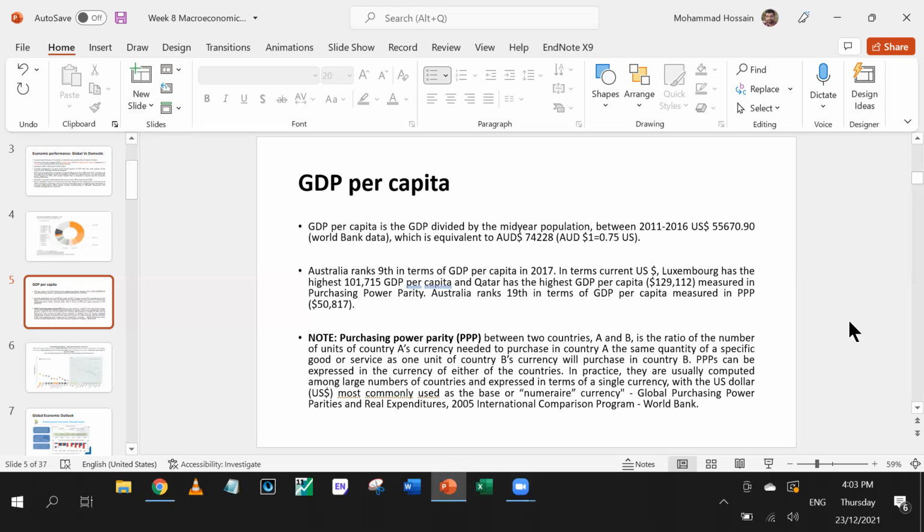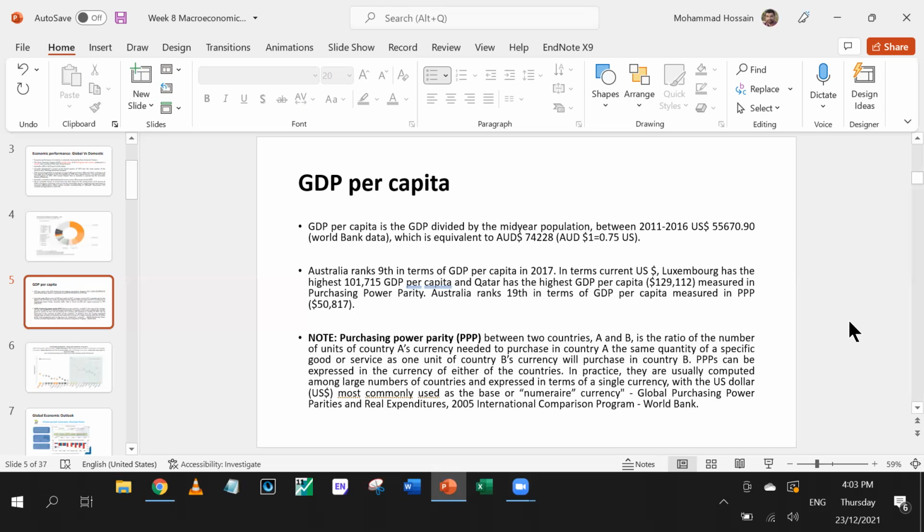Australia ranks 9th in terms of GDP per capita in 2017. So Australia is the 9th country in the world in terms of GDP per capita. Then Luxembourg has a high GDP per capita, 101,715. Qatar has the highest GDP per capita, 129.